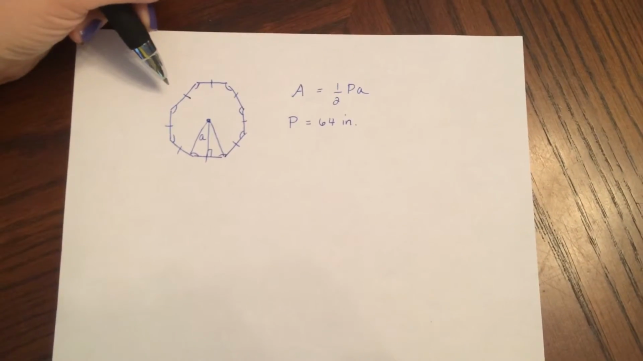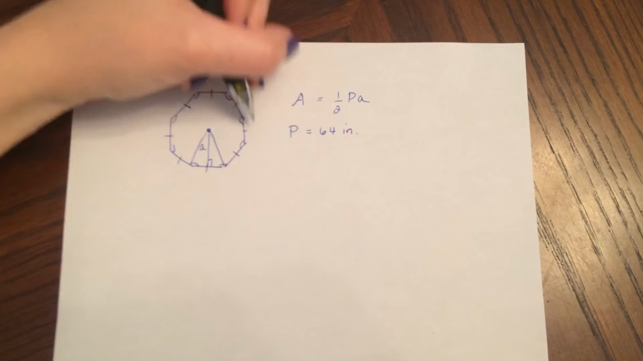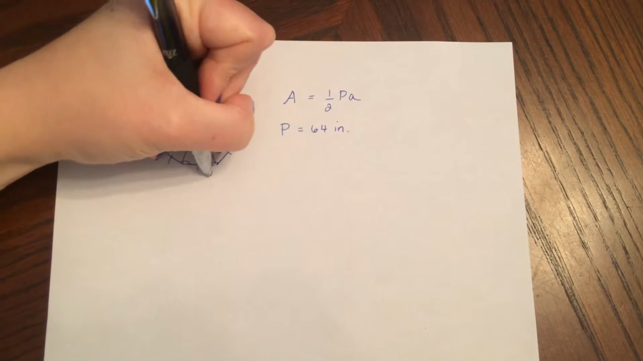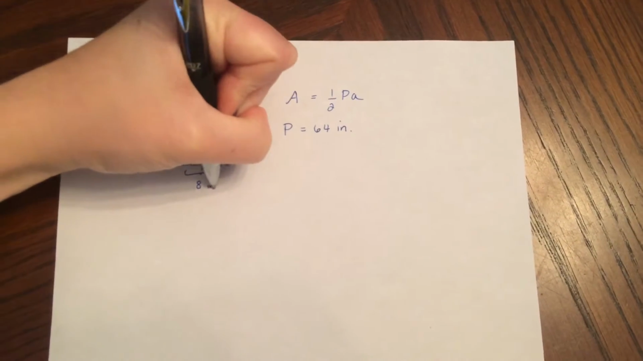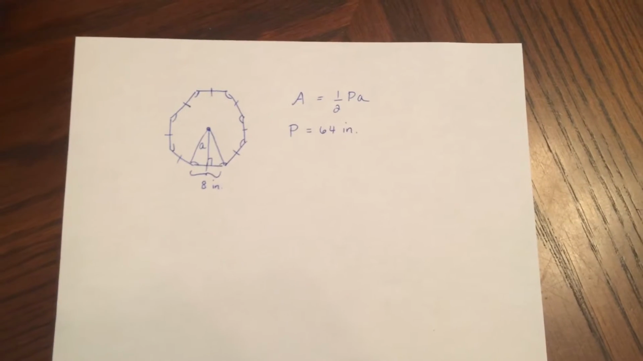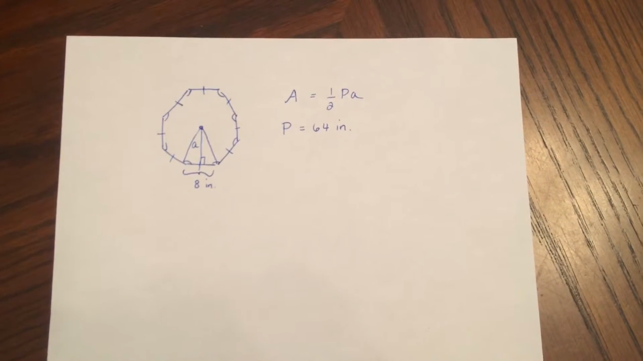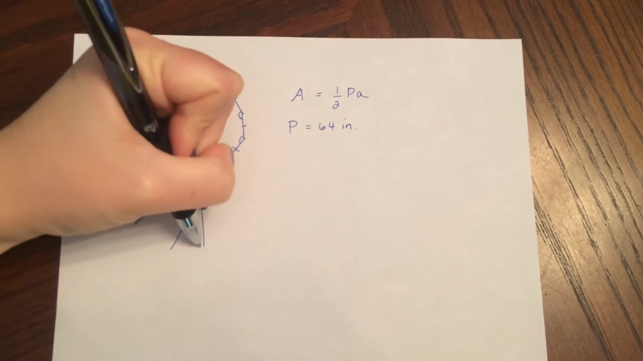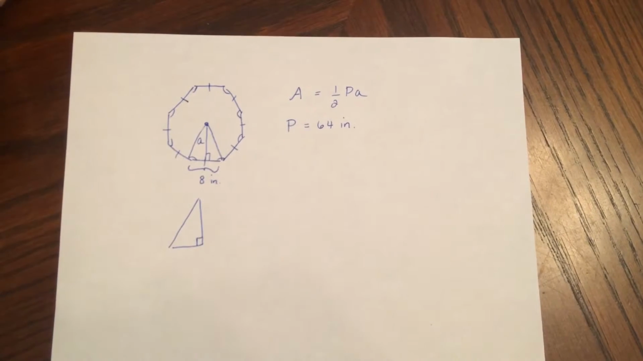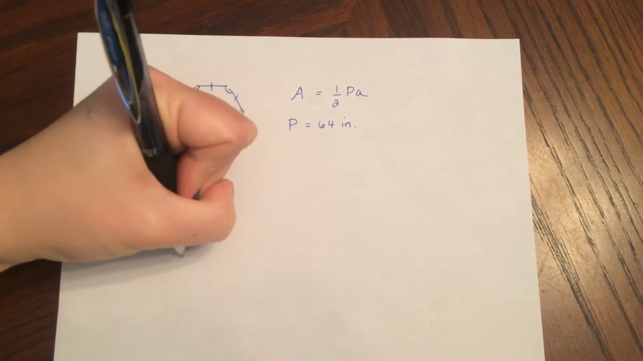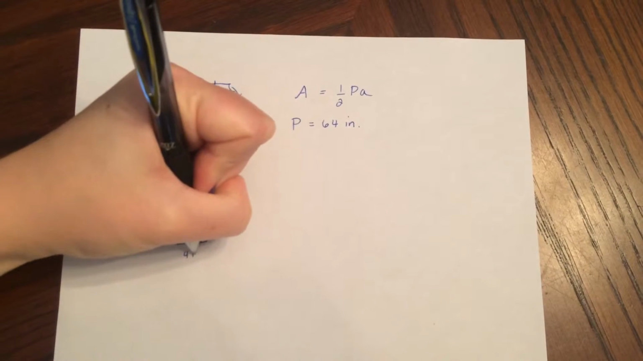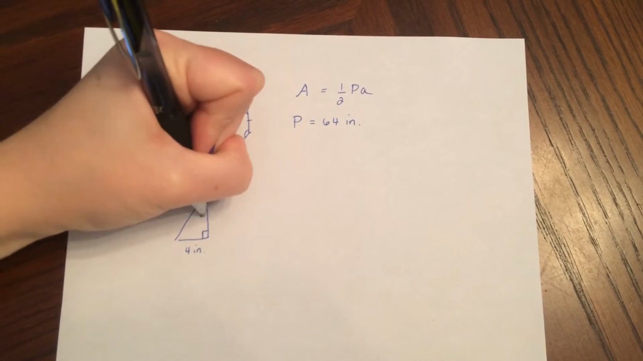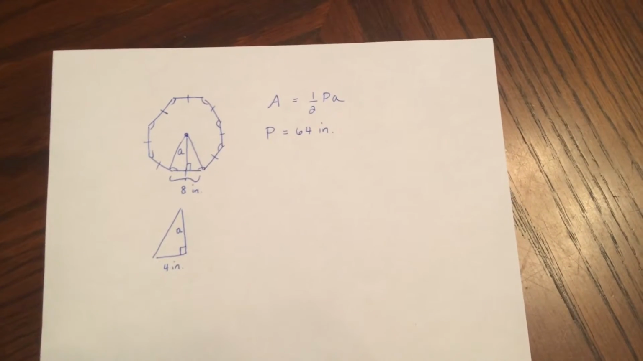To find the apothem, we first say the perimeter of this whole thing is 64, so the length of one side is going to be 8 inches. Now I'm going to zoom in on the right triangle on the left. The whole side is 8 inches, so half the side will be 4 inches, and I need to find my apothem.